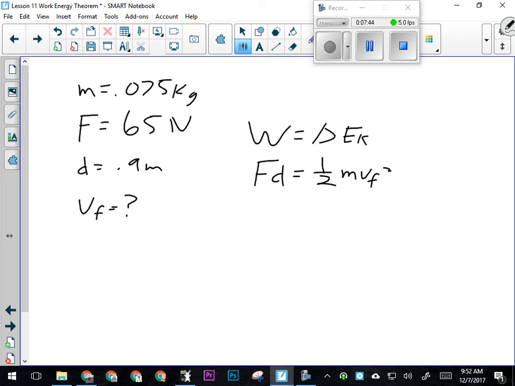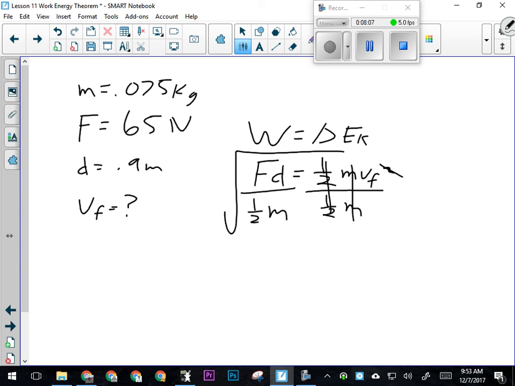But what's the initial kinetic energy of the arrow? 0. It's sitting in the bow not doing anything. So I don't even need to write that. What I'm looking for is Vf. Okay, I have m and I have d and F. So all I have to do is isolate Vf. So I'm going to divide both sides by half of m. And then what? Square root. Okay, that'll leave me with Vf.